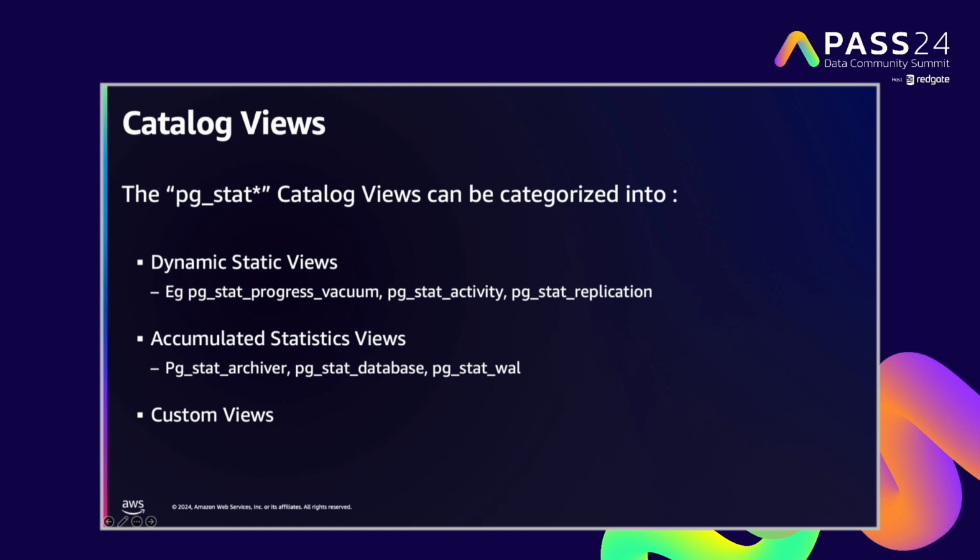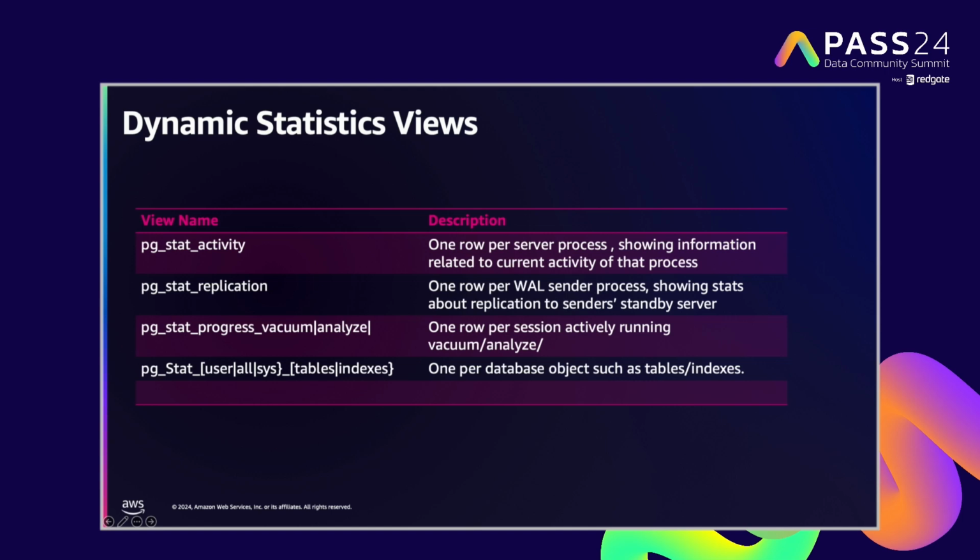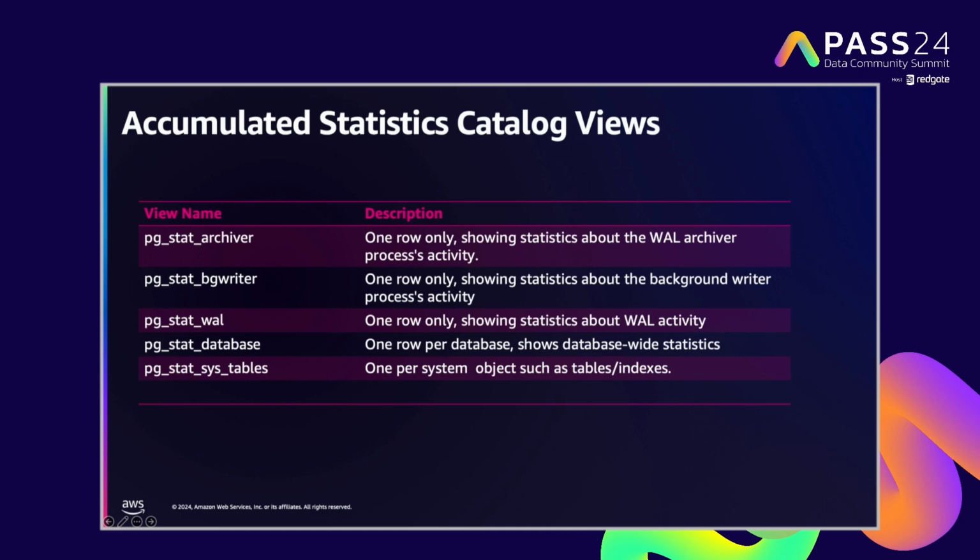Dynamic stats views, accumulated stats views, we'll look into these. We can also create custom statistics views. There are extended stats too, but we will not go into that right now. Some of the dynamic statistics views are pg_stat_activity, which has the details of what is currently going on: the actively running queries and transactions on the database. We talked about that. Some examples of accumulated stats catalog views are pg_stat_archiver, which collects the cumulative totals of WAL files which are successfully archived.